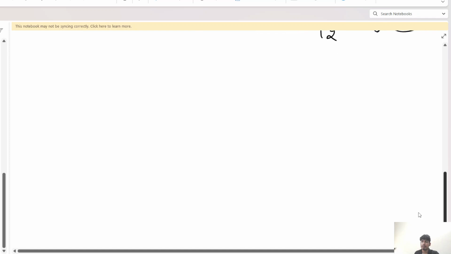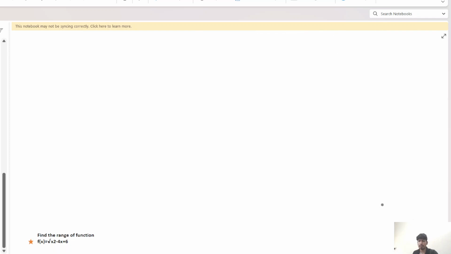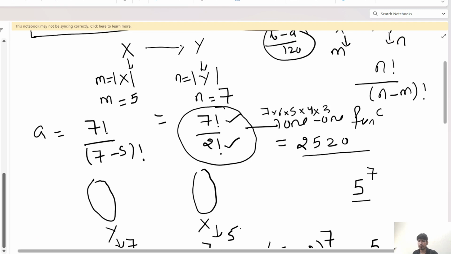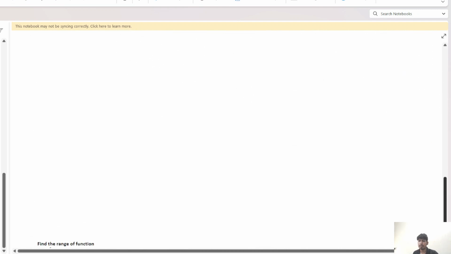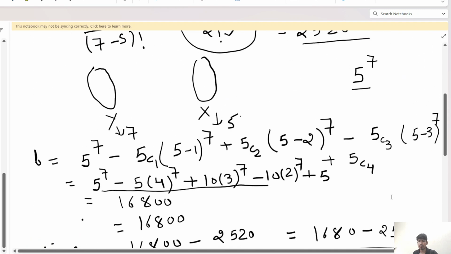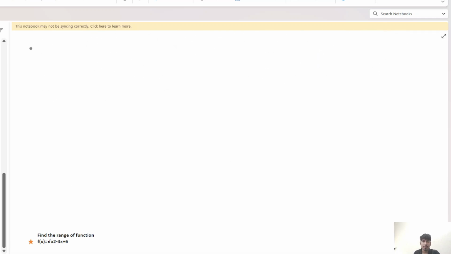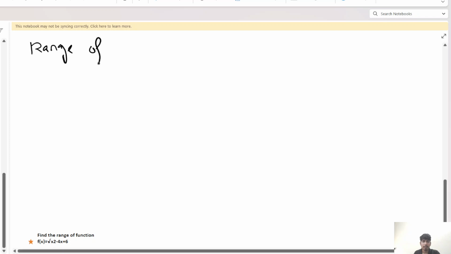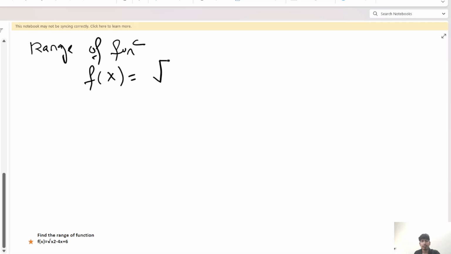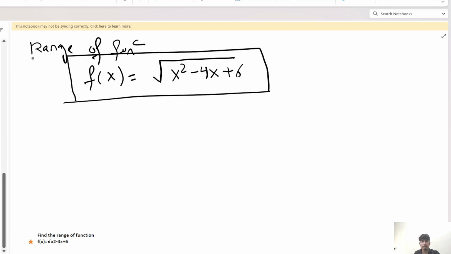Okay, so our next question is this one. What is the range of the function f of x equals the square root of x square minus 4x plus 6? This is asked in the question: the range of the function.